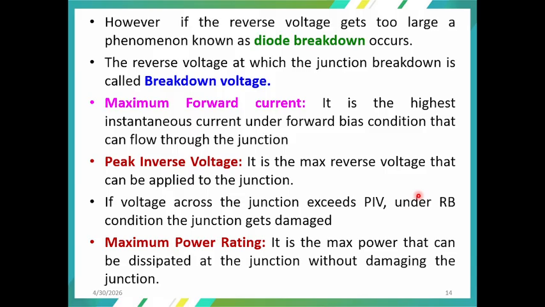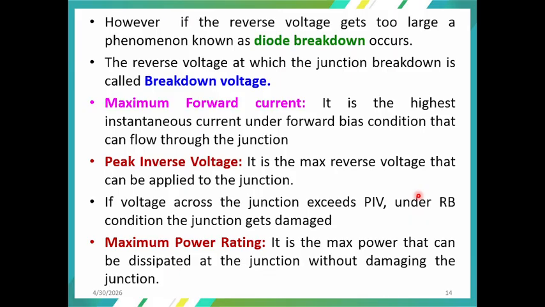However, if the reverse voltage gets too large, a phenomenon known as diode breakdown occurs. The reverse voltage at which the junction breaks down is called the breakdown voltage. Next important parameter, maximum forward current. It is the highest instantaneous current under forward bias condition that can flow through the junction.